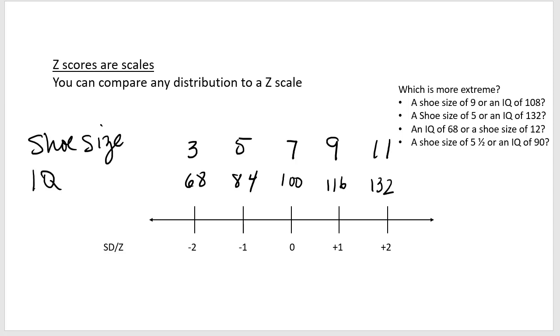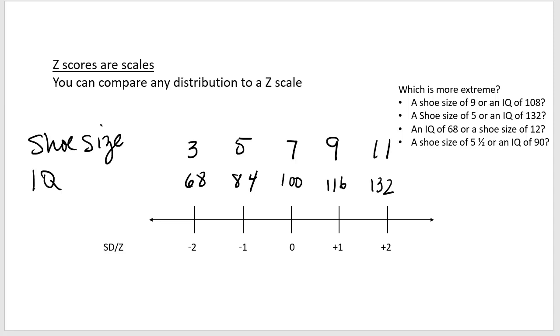So if I asked you a question, which is farther from the mean, an IQ of 100 or a shoe size of 7, you would say they are both the same, that you have an average IQ and an average shoe size. So let me ask you another question. If you had a shoe size of 9 and an IQ of 108, which of those is more extreme? That means which one is farther from the mean? A shoe size of 9 is 1 standard deviation above the mean. An IQ of 108 is somewhere between 0 and 1 standard deviations. So it would have a Z-score between 0 and 1, but our shoe size of 9 has a Z-score of 1. So we know that our shoe size of 9 is more extreme.